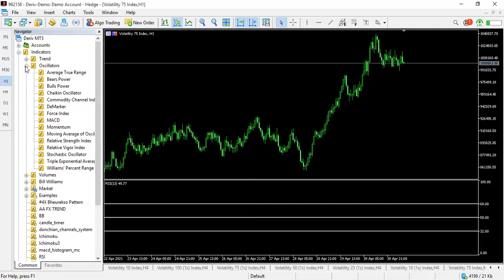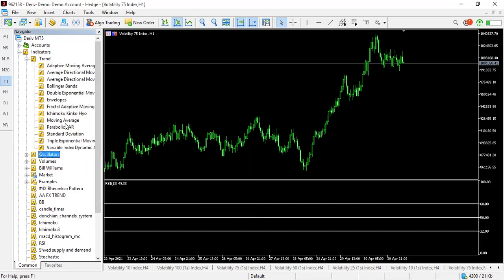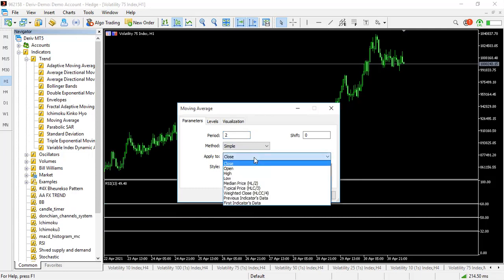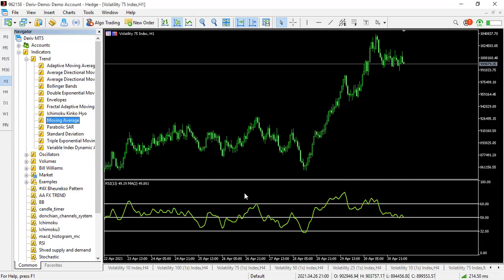Now the next thing you want to add to the chart is your moving averages. We are going to be adding two, first of all. So you just drag your moving average to this RSI here. Then you set this to moving average 2. Make this simple. Then you can make it color green. Then apply to. Don't forget, it's very important. Apply to previous indicator data and click OK.